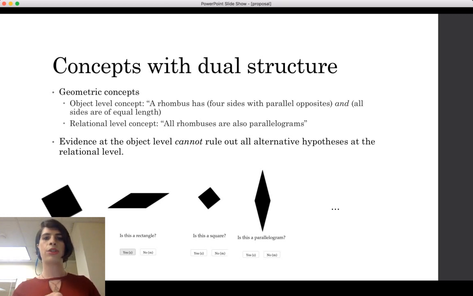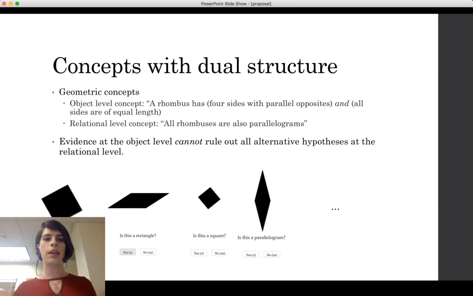The fact that these two structures have different expressivity is of particular importance here. And the reason is that evidence at one level, at the object level, cannot necessarily rule out all alternative hypotheses at the relational level. This is important for learners because a major assumption in the literature has often been that one way that learners might learn is by ruling out alternative hypotheses.